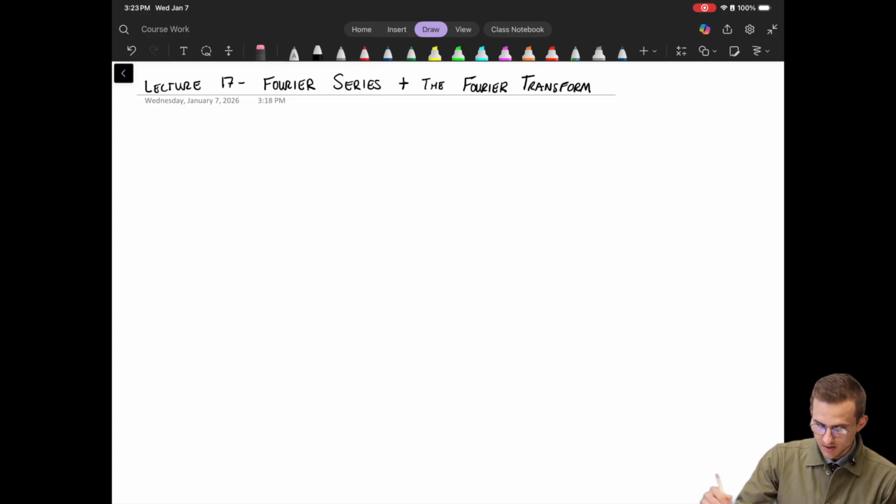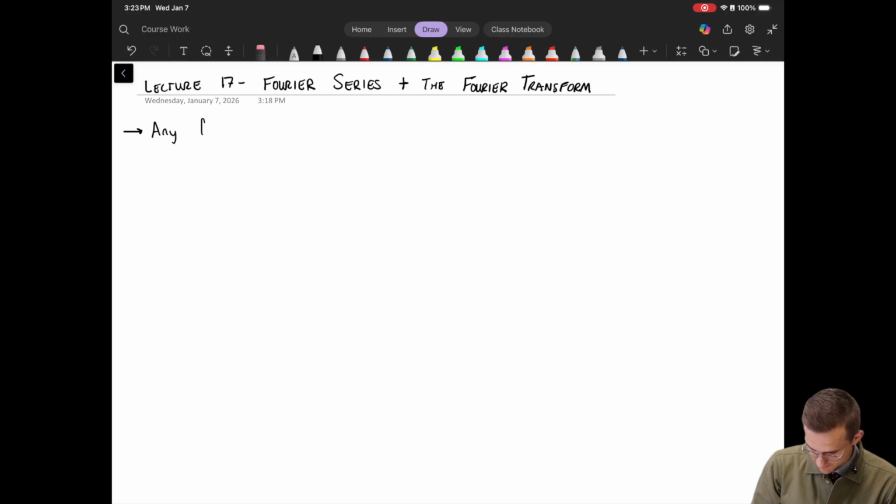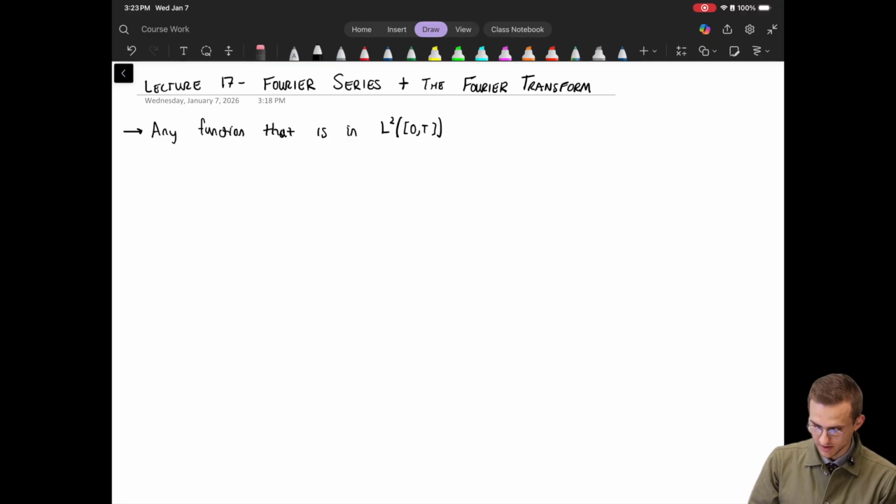Okay, and so the Fourier series statement is the following, which is that any function that is in a space called L2 from 0 to T. Okay, that's an L2 function.